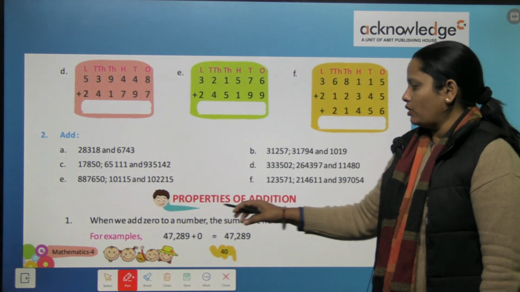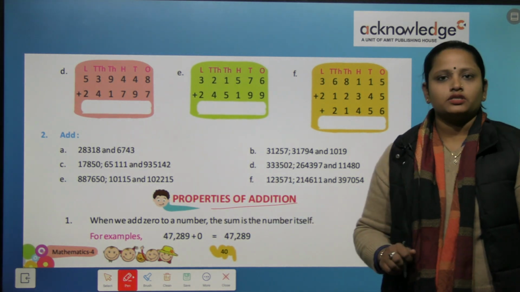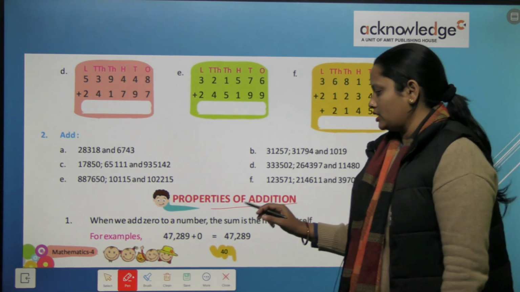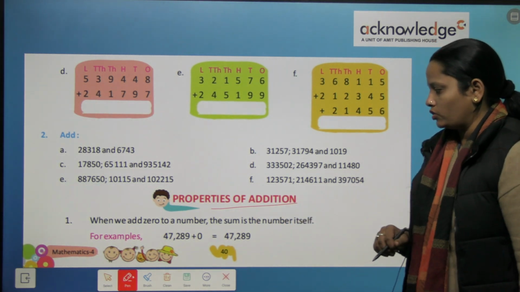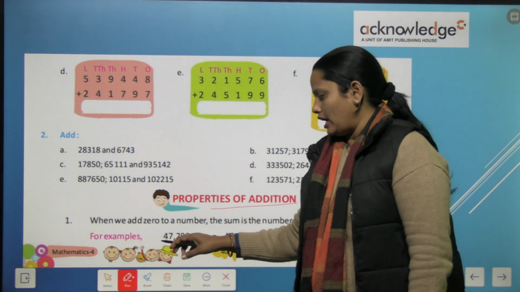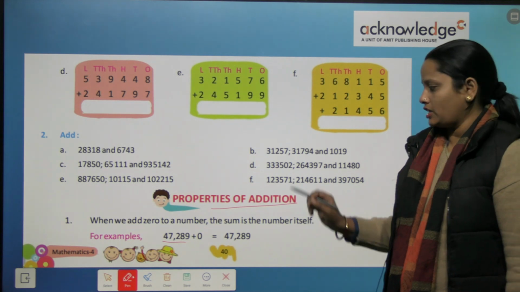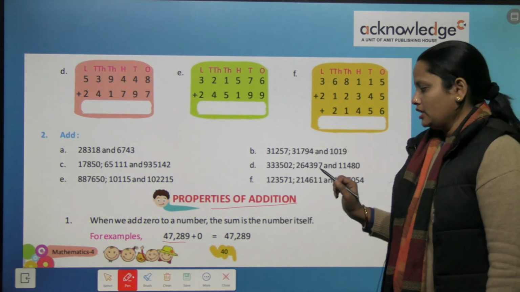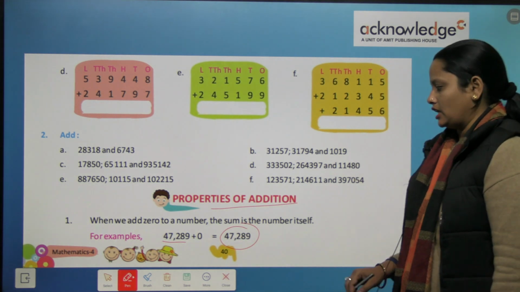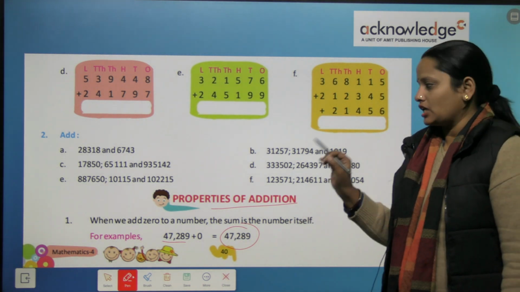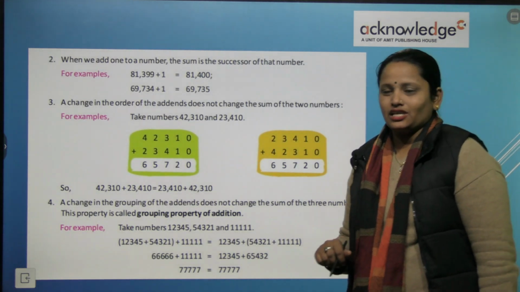Now let's learn about the properties of addition. When we add 0 to a number, जब हम किसी नंबर में 0 को ऐड करते हैं, the sum is the number itself. जो sum है वो number खुद ही होता है. So here when we add 0 to 47,289, it becomes 47,289. Means कोई भी change नहीं आता. अगर 0 को हम किसी भी number में add करते हैं तो number change नहीं होता है.